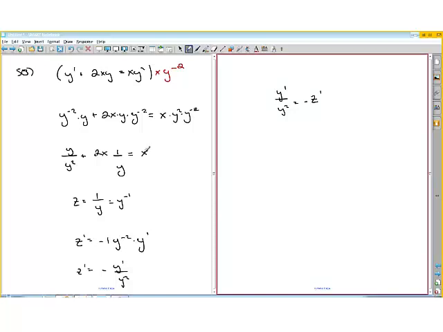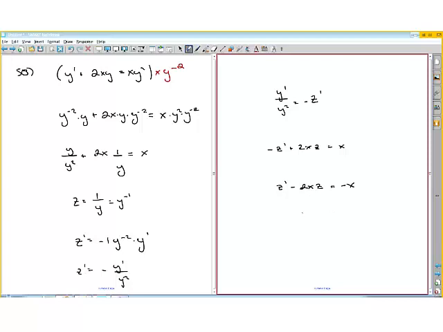So now I can make the substitution. So you get negative z prime plus 2x z is equal to x. And if I multiply by negative 1, I'll get z prime minus 2x z is equal to negative x. So this now is a first-order linear differential equation.